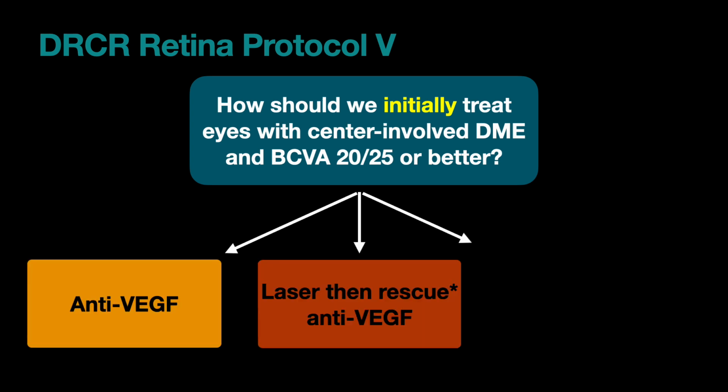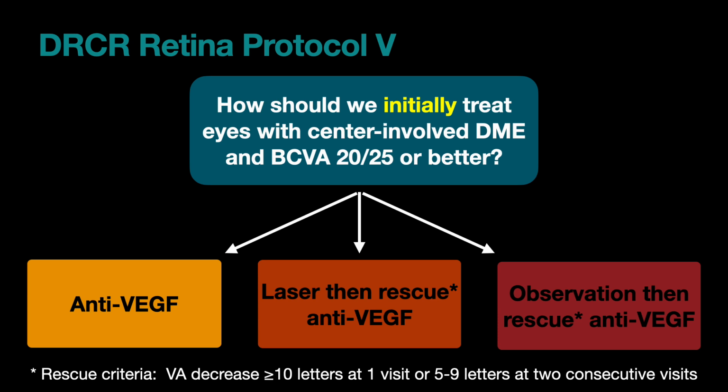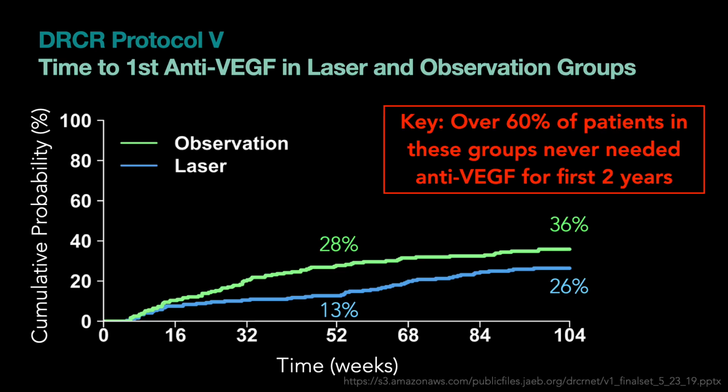And so we did an initial management strategy comparison. So, started off with anti-VEGF, aflibercept, if I recall correctly, laser then rescue anti-VEGF, or observation then rescue anti-VEGF. So basically anti-VEGF from the get-go, laser plus rescue, or observation plus rescue. And there's our rescue criteria. And you can see basically at the end, the cumulative probability, over 60% of patients in the two observation and laser groups never needed anti-VEGF for the first 2 years.